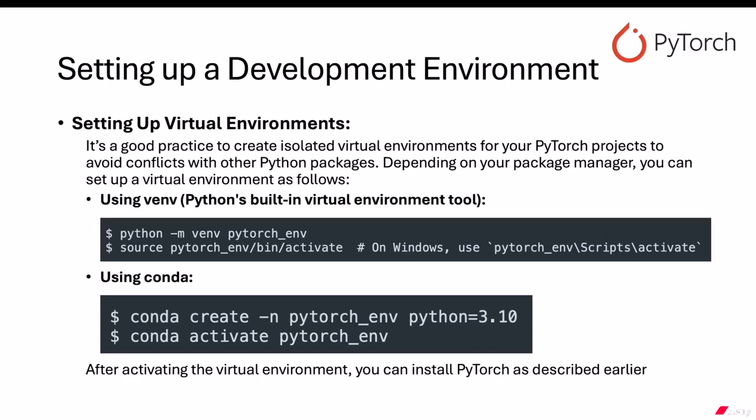pytorch_env, which is the name that you can give. Then source pytorch_env/bin/activate. On Windows, you'll use pytorch_env\Scripts\activate.